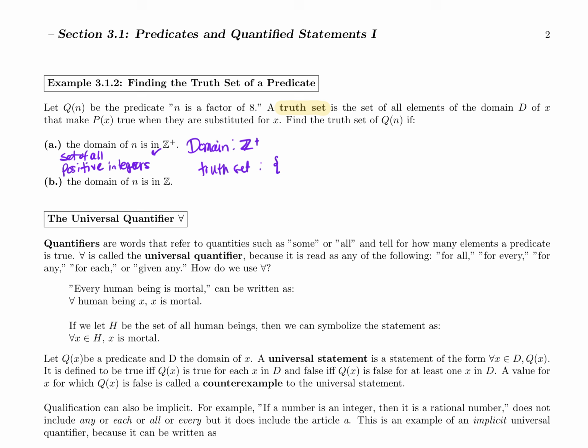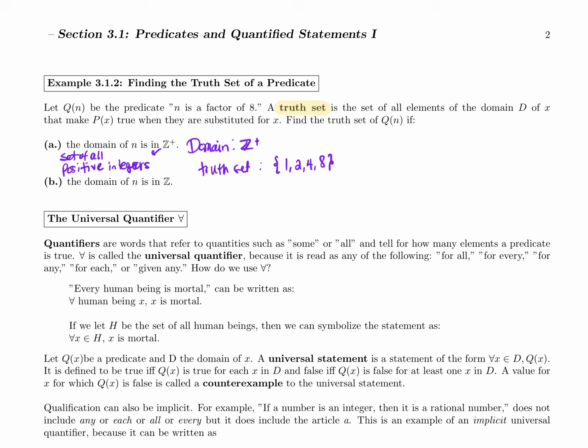Well, there are two ways to get the number 8 by multiplying. We could have 1 and 8, or we could have 2 and 4. So in this case, the only values we can include in our truth set are 1, 2, 4, and 8. Does that change if we change our domain? I think it would kind of have to. Not necessarily, but let's see if it does.